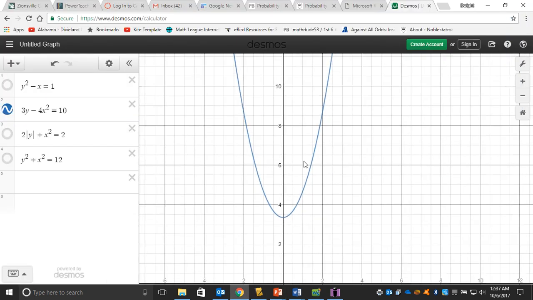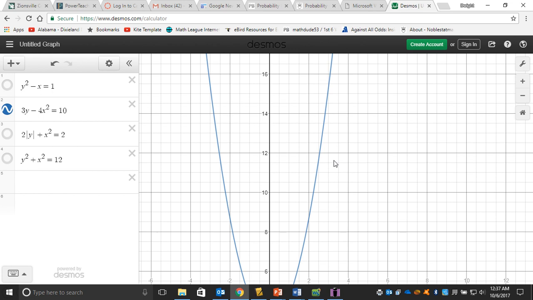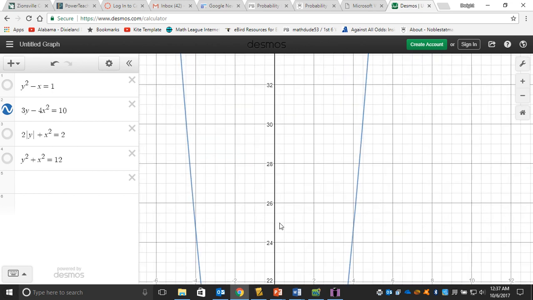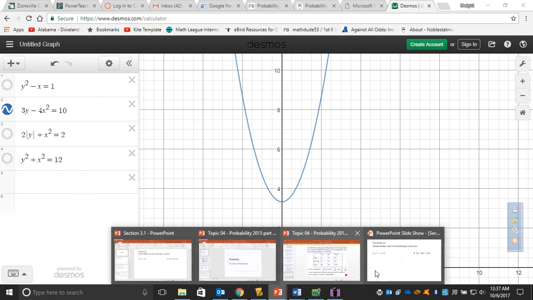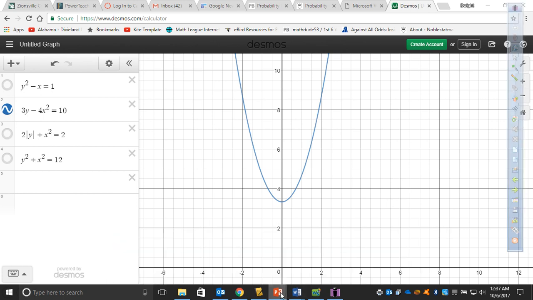Talking about the domain and range of this real quick. As we look at this graph, as it's getting taller and taller, it's getting wider and wider. So what can we say about the domain of this graph? Let me get back to the PowerPoint here, if I can.